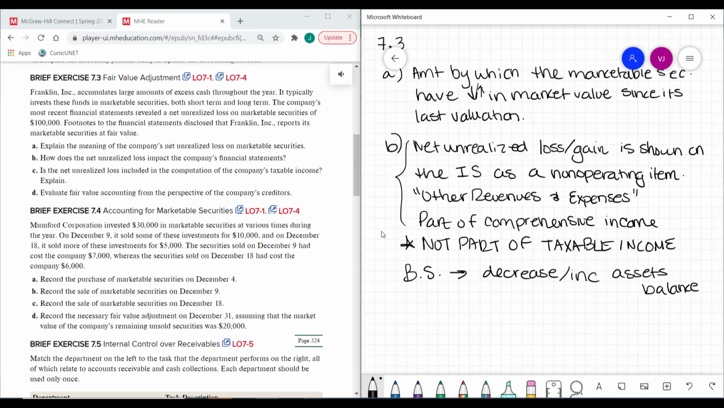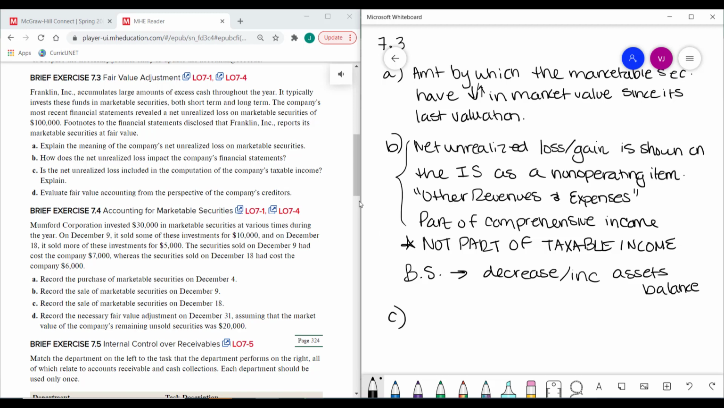Okay. And we kind of already answered C. So it says, is the net unrealized loss included in the computation of the company's taxable income? And the answer is no. You can only be taxed on any realized gains, and any realized losses will affect your taxable income as well. So only realized losses/gains affect your taxable income.